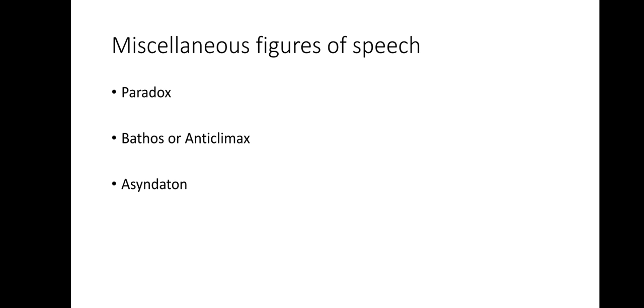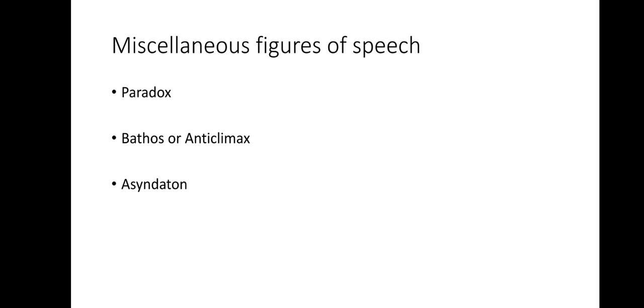Apart from this, we have three more figures of speech. One is paradox. A paradox is something which apparently we do not understand, but it has some kind of deeper meaning. For example, "A favorite has no friend." The person who is a favorite has no friend. This is very striking, and it gives a very special effect.